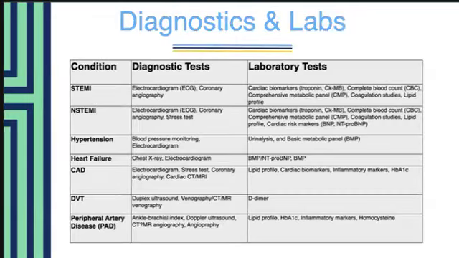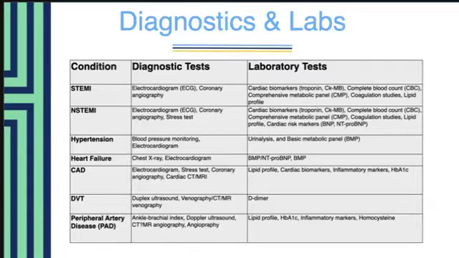All right, some of the first examples, if we look at STEMI. On our STEMI, we talked about ECG, even coronary angiography or angio. Lab tests can include those cardiac biomarkers like the troponin, CK-MB, CBC. We may see a CMP, coagulation studies, and even a lipid profile.